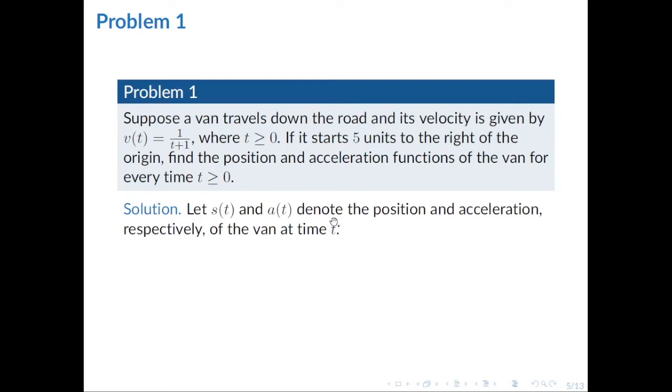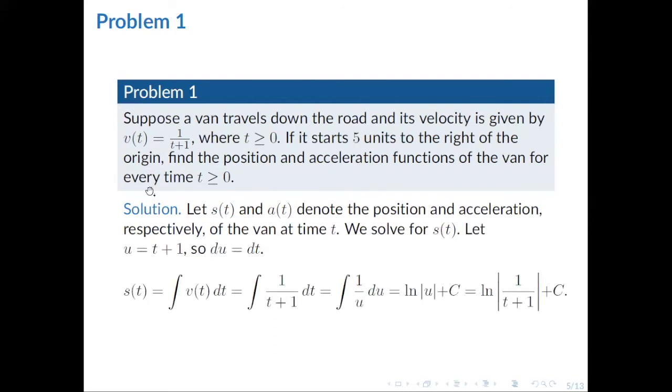So let S of t and A of t denote the position and acceleration respectively of the van at time t. So kung maalala ninyo, no, yung V of t natin ay derivative ng S of t. So, yun. So solve natin si S of t ngayon. So let u or the variable u be equal to t plus 1. So du equals dt.